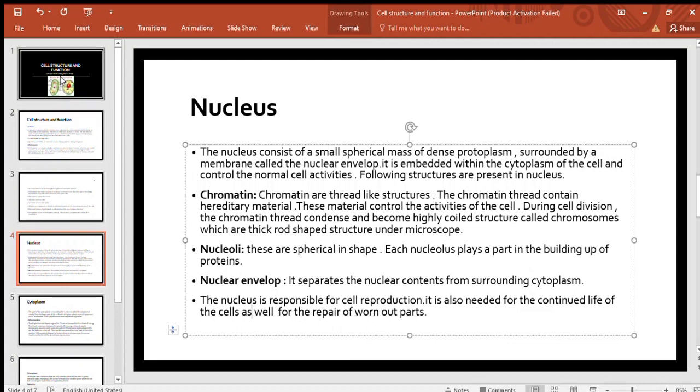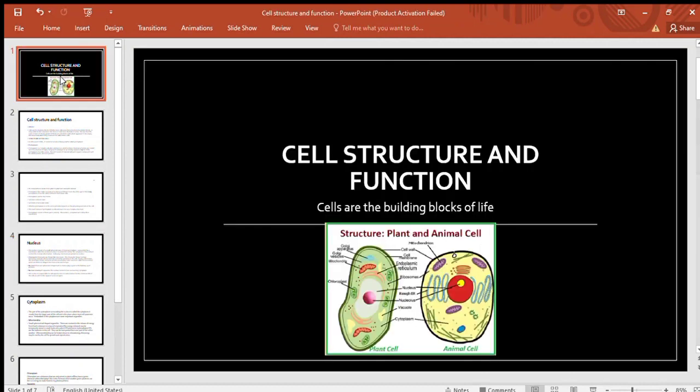As we move toward our diagram, you can see the nucleus, okay.